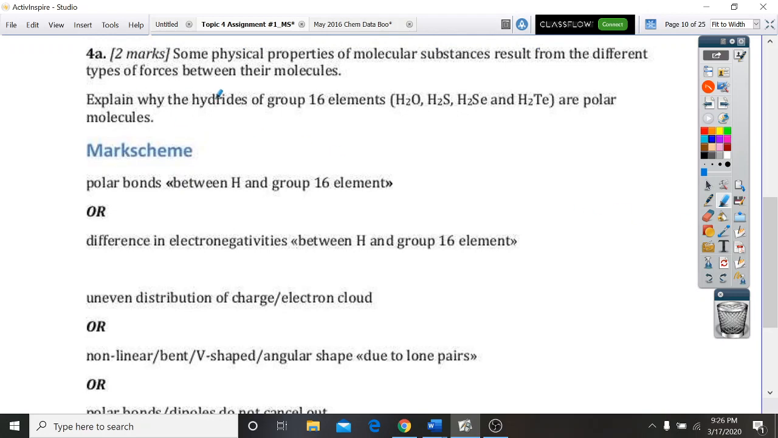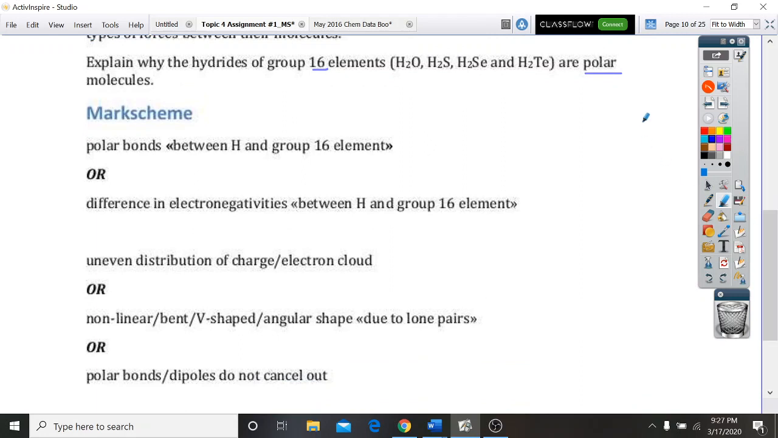In number 4, I don't have too much to say other than pay attention to the marks. Here they're asking you why these molecules, which are all hydrides, meaning hydrogen is bonded to all of the elements in group 16, are polar, and it says 2 marks. So you don't just want to say there's an asymmetry. Asymmetrical would be accepted as an answer, but it's only going to give you 1 mark. You still want to say something like, well, each of the bonds in the molecule are polar.